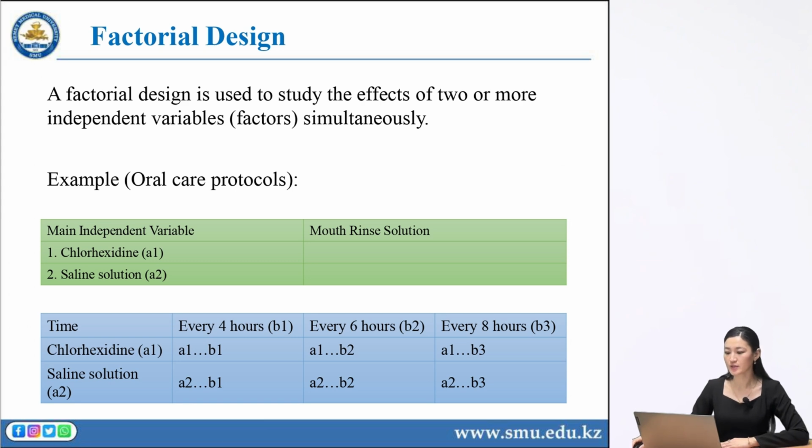This slide shows a practical example of a factorial design. The main independent variable is the mouth rinse solution. There are two types: chlorhexidine and saline solution. These two solutions will be compared to see which one is more effective. And we will compare this by hours: every 4 hours, every 6 hours, every 8 hours. This time in hours will be a factor for this treatment.